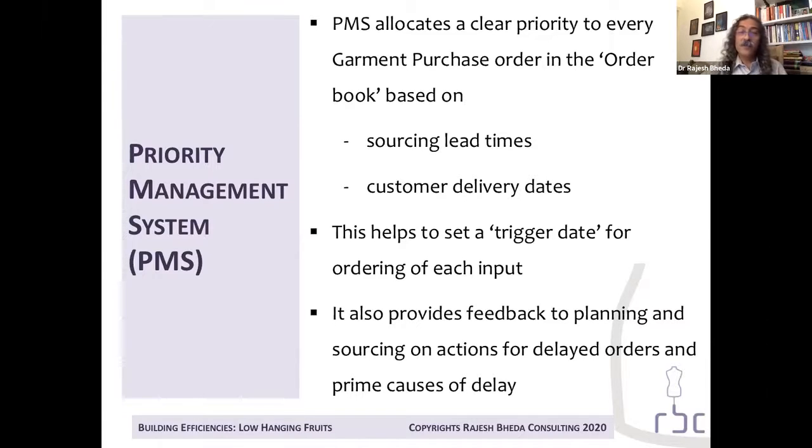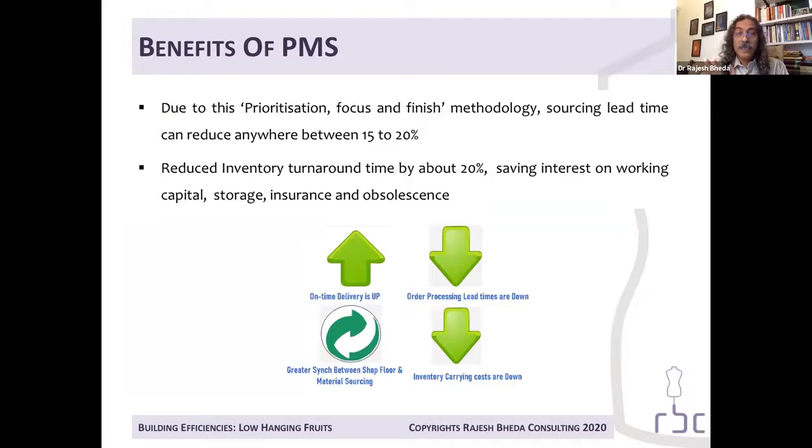So this area needs to be improved, and a priority management system can really help in getting the right fabric on time with the right trims on time, so that we are able to give enough time for production to take care of it. This can give you a lead time reduction of about 15 to 20% or even more, and also improve inventory turnaround time. As a result, the working capital requirement can go down, and that can be an excellent saving.